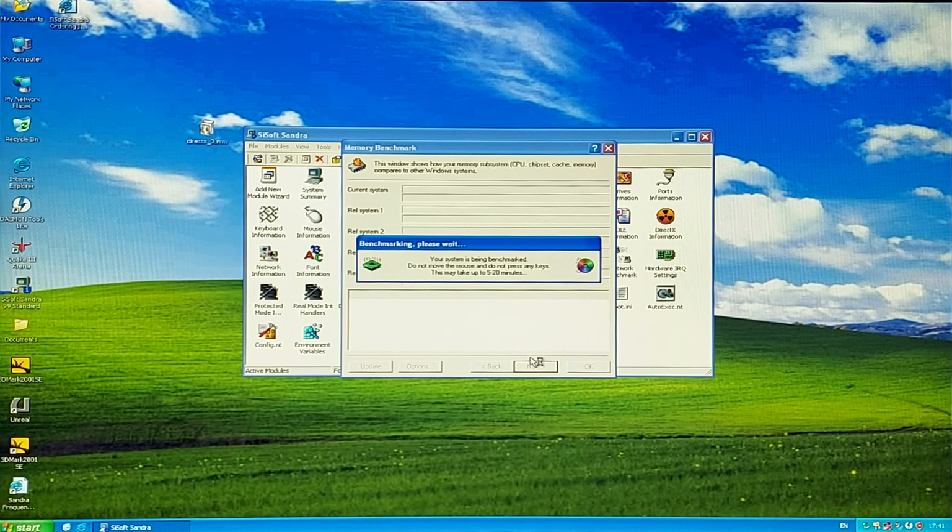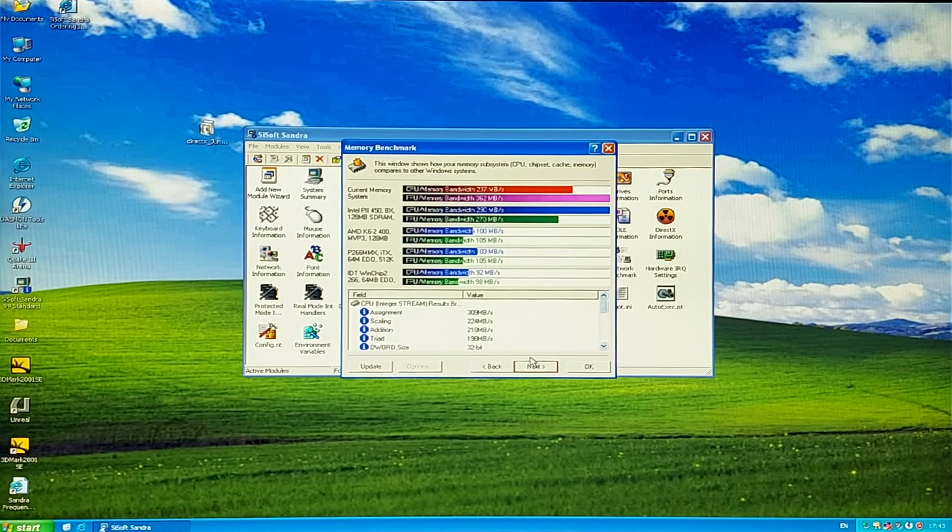And our final Sisoft Sandra test is going to be the memory benchmark. And the results are as follows. The CPU memory bandwidth is 237 megabytes per second, and the FPU memory bandwidth is 362 megabytes a second. Our CPU memory bandwidth is lagging behind the Intel, but our FPU memory bandwidth is far more superior.